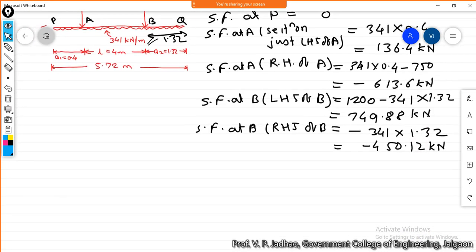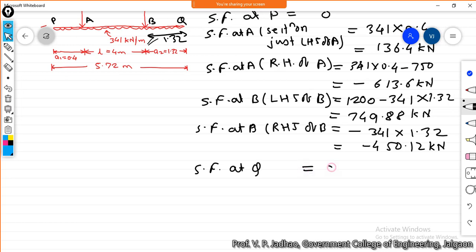Again, the shear force at point Q, okay, this point is Q, so this will be equal to 0. Therefore, if we draw the shear force diagram, it will be something like this. We have at A, I think it is 136.4. Again here it will go in downward direction.